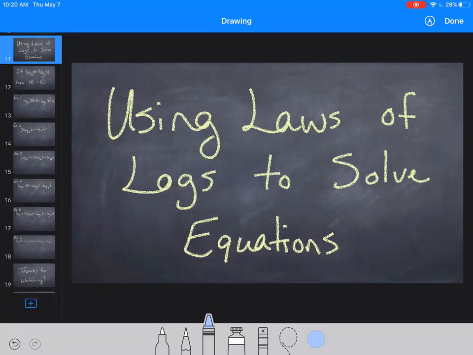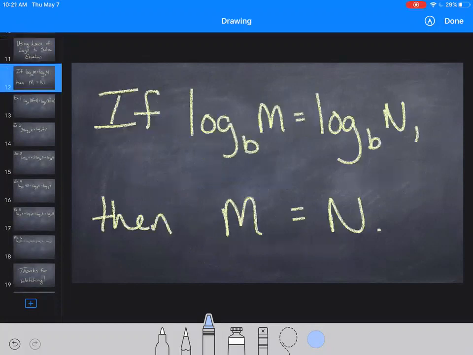Today we're going to be using laws of logs to solve equations. On these ones, we're going to get them set up so that a log is equal to a log. As long as we have log base b of m is equal to log base b of n, that means they have a log equal to a log and they share the exact same base, then we can actually ignore the logs and set our arguments equal to each other.